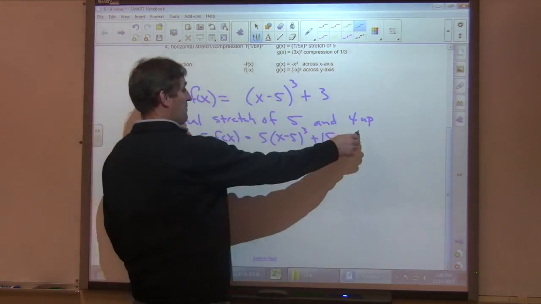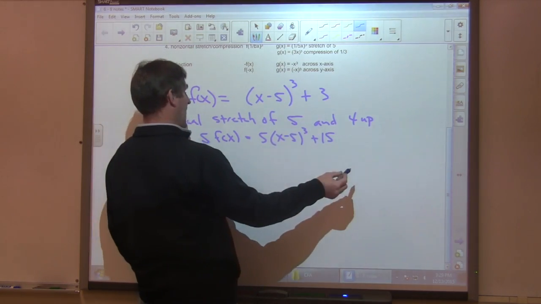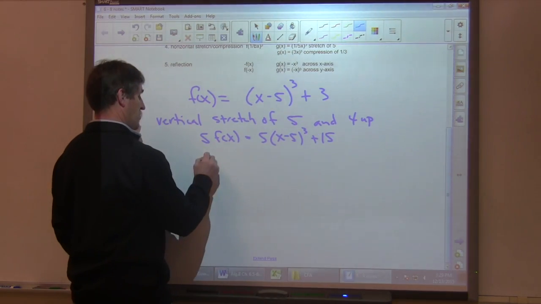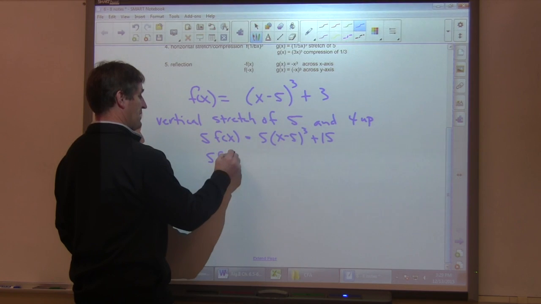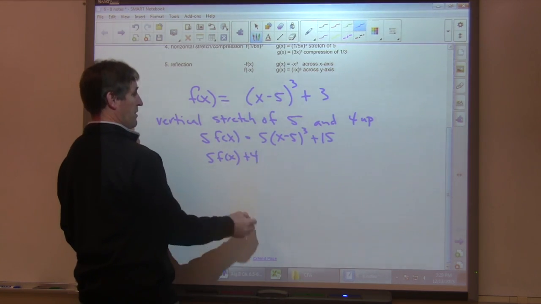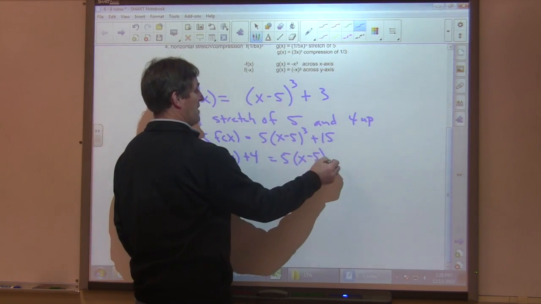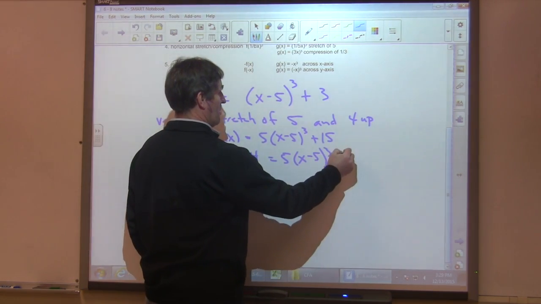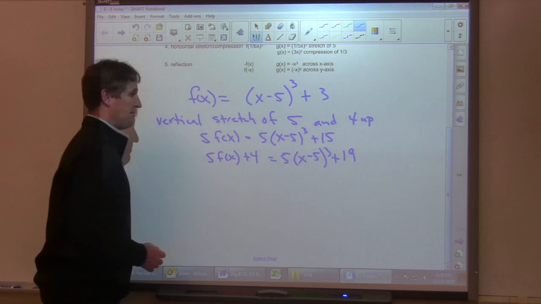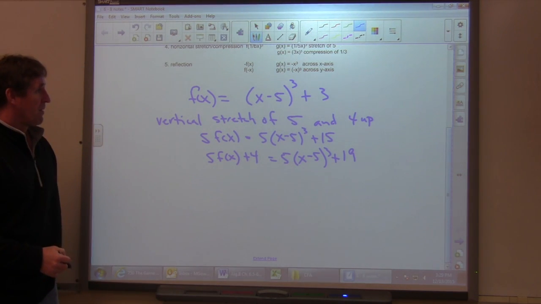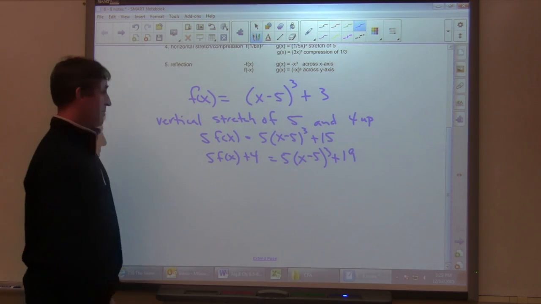And then we're going to go up, so now we're going to take this and we're going to add 4 to it. So it's 5 times f of x plus 4. And so that would be 5 times x minus 5 cubed plus 19. All right? So that would be one example.